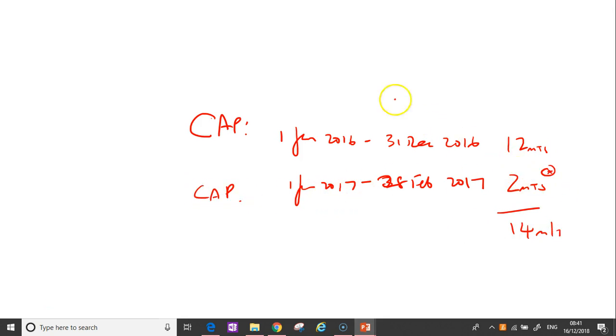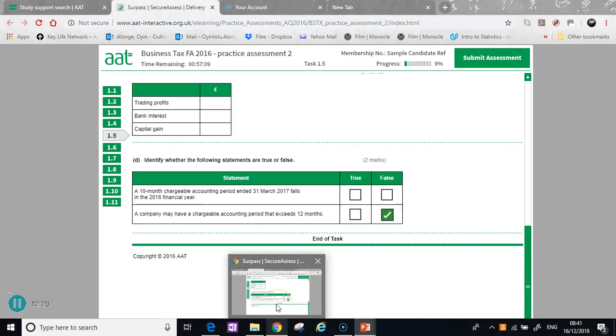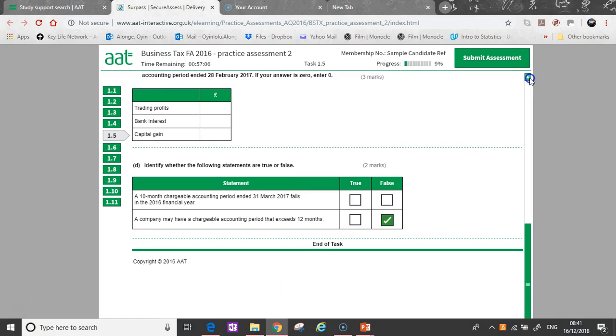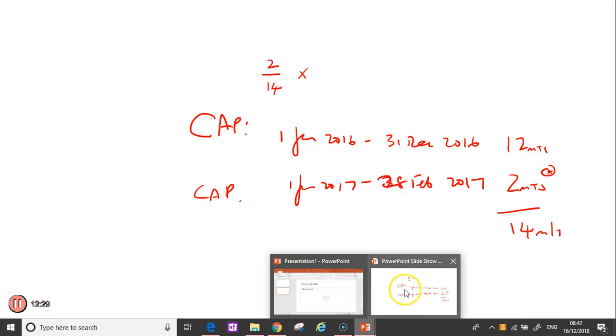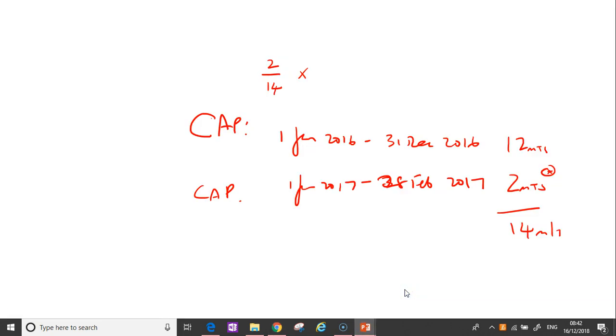So first of all, if I'm looking for the trading profits, this will be 2 months out of 14 months times the trading profits for the 12-month period, and that's 94,010. So you need to find that.